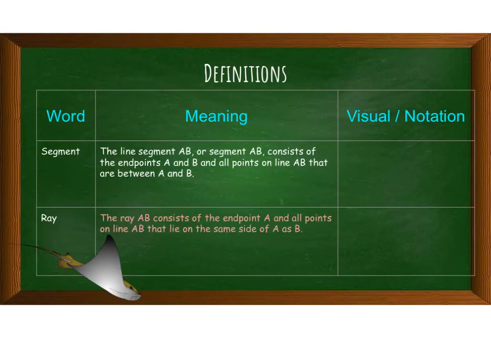Okay, more definitions, okay? So the word here, we have segment and ray. These are very simple, and we're going to go over them. So line segment AB or segment AB consists of the endpoints A and B and all points on line AB that are between A and B, okay?